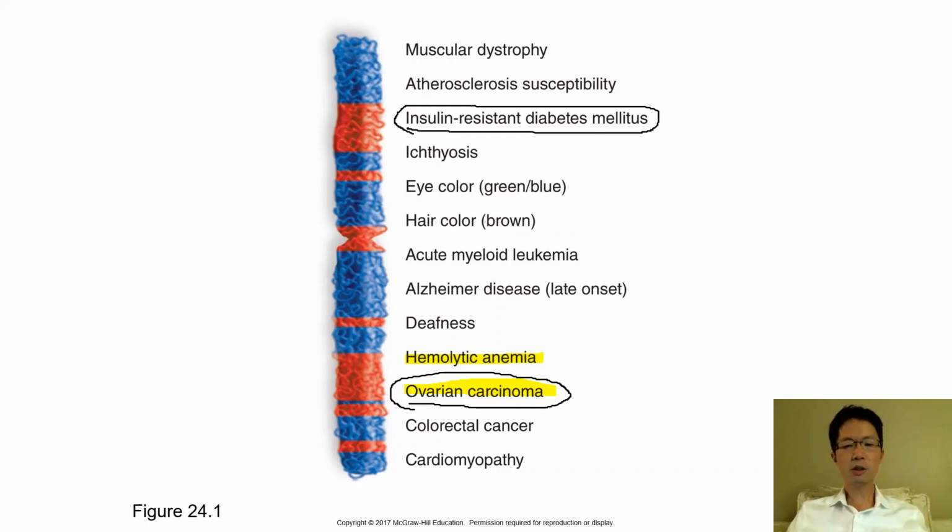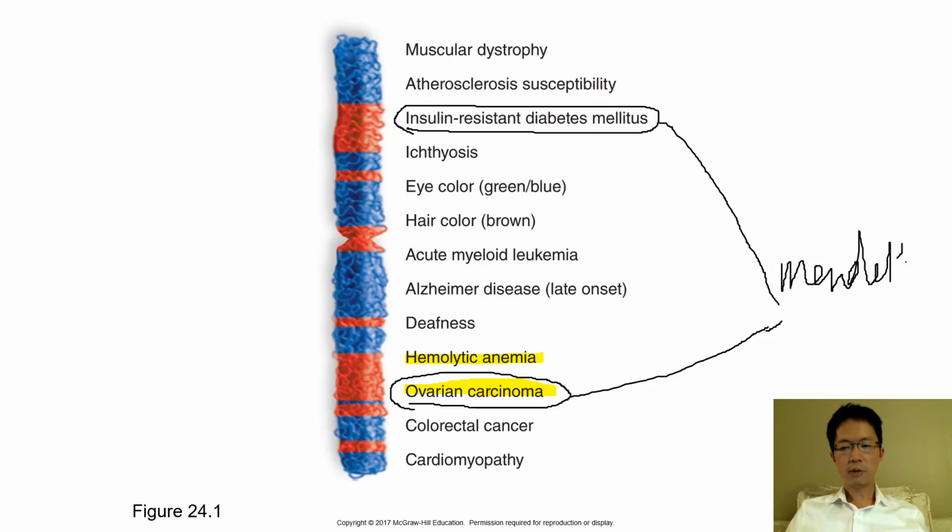So what's the significance of this? When genes are located far away, they follow Mendel's law of independent assortment. It's just like the Labrador Retriever: the body color gene and the normal or blind vision gene are located farther away on the chromosome, so they follow Mendel's law of independent assortment.